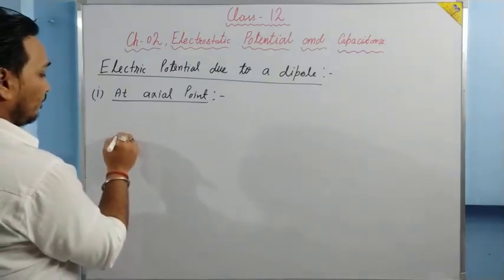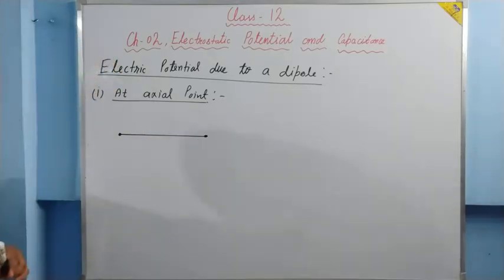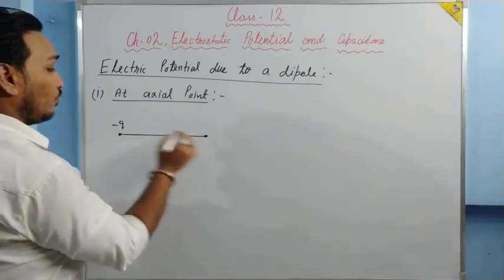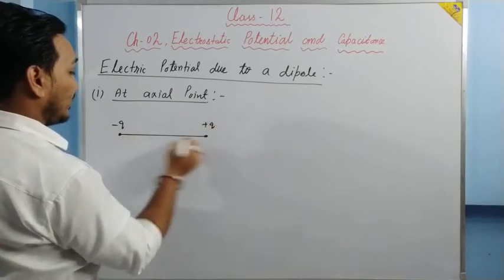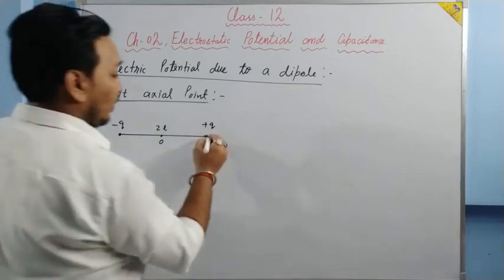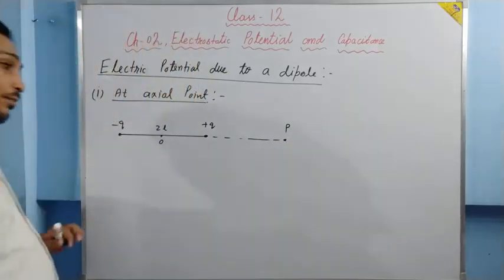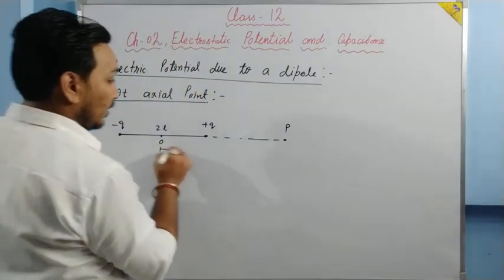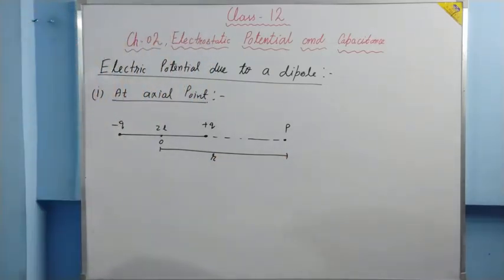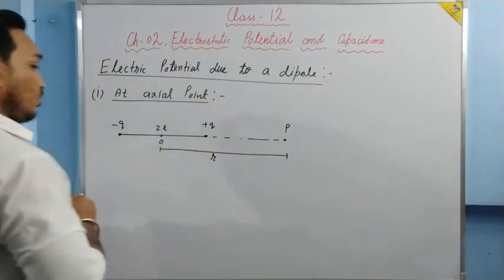Now suppose this is our electric dipole. Let this be minus q. Let this be plus q. The separation between them is always 2L. This is the center of the dipole. We are extending the axis. Let there be a point P, which is at a distance r from the center of the dipole. Now we have to calculate potential at P. The length of the dipole is 2L.